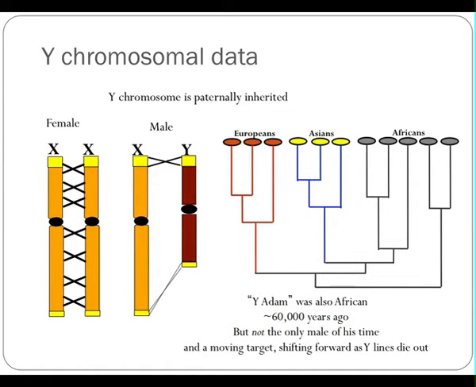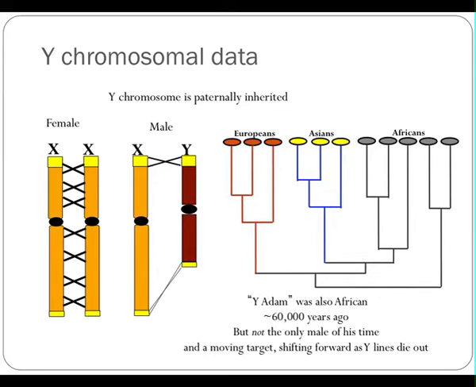Y-chromosomal data shows paternal inheritance. This is useful as a marker also because most of it doesn't recombine with the X chromosome, so it shows its own lineage and gives quite a clean answer in terms of the paternal lineages. And we find a similar kind of pattern here, which is that the non-African lineages are nested within just one of the African lineages, and there's much more diversity, much deeper branches, within Africa than there is elsewhere.